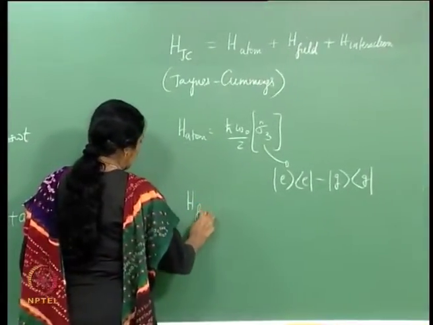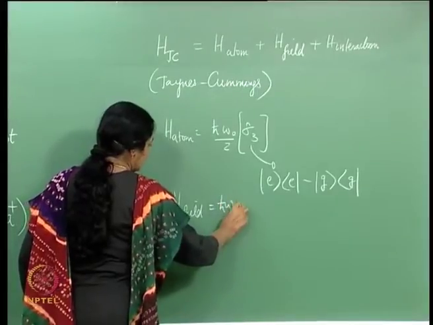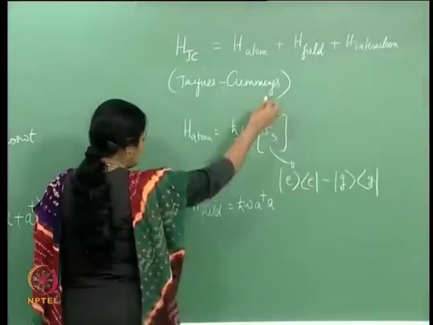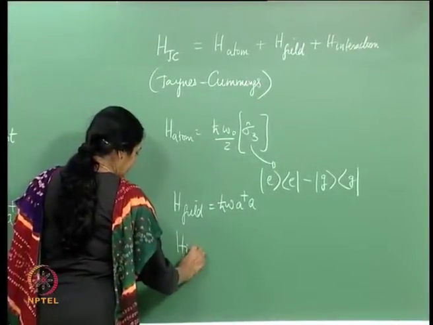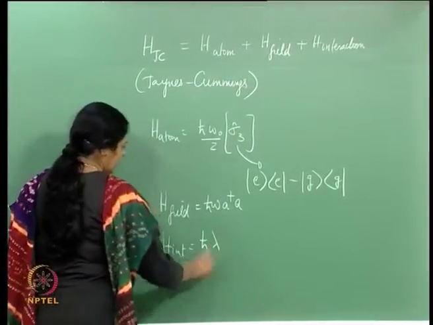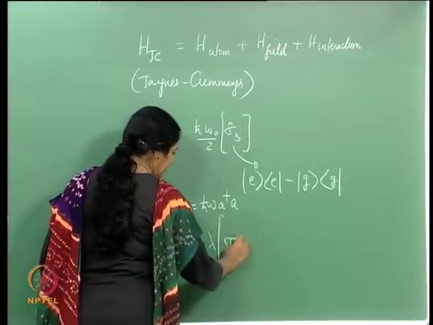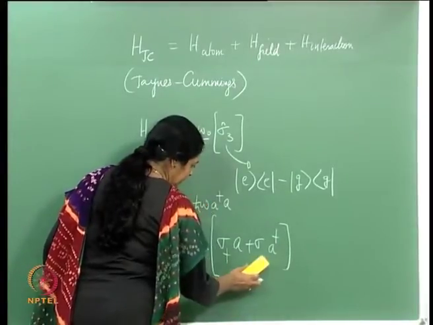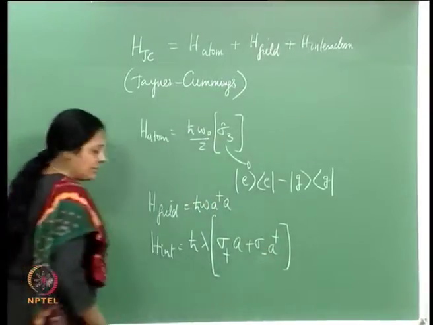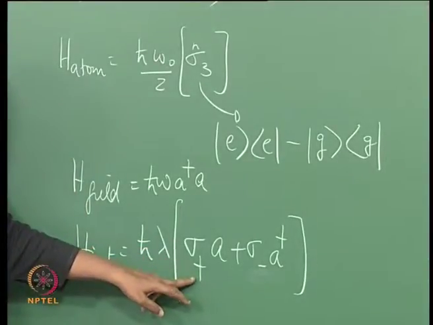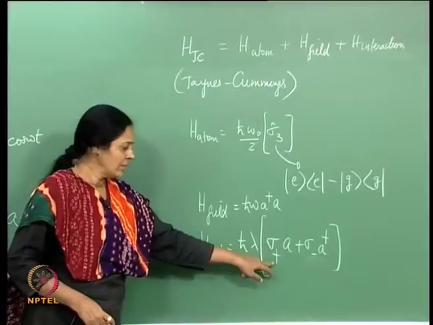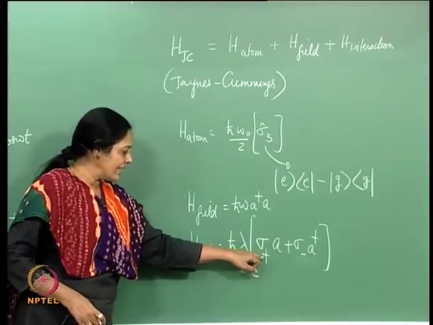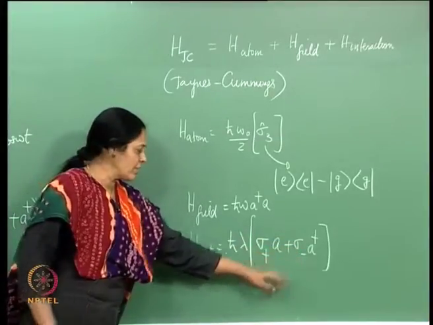And then we had H field, which was h cross omega A dagger A. And then there was an interaction part, which was h cross lambda sigma plus A plus sigma minus A dagger. Sigma plus takes the state ket G to ket E, sigma minus lowers ket E to ket G. Of course, sigma plus acting on ket E is 0 and sigma minus acting on ket G is 0.